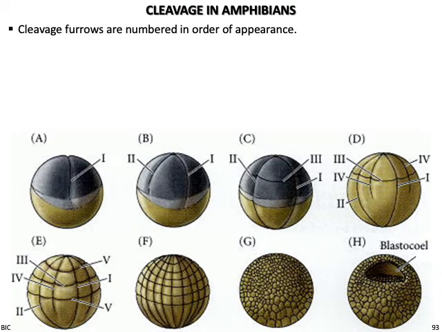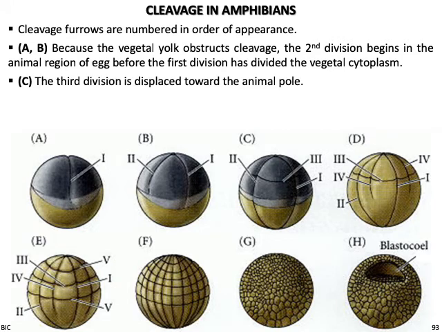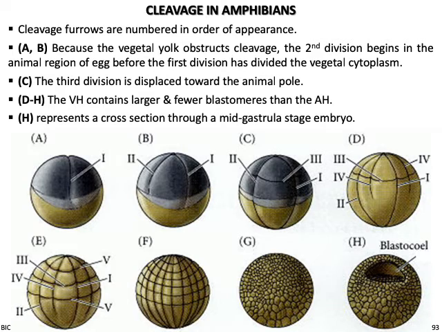You can see again that the first cleavage passes through the gray crescent. The cleavage furrows are numbered in order. The second cleavage is retarded. The third cleavage is displaced toward the animal pole because the yolk is concentrated in the vegetal pole. That's why the vegetal hemisphere contains larger and fewer blastomeres than the animal hemisphere.